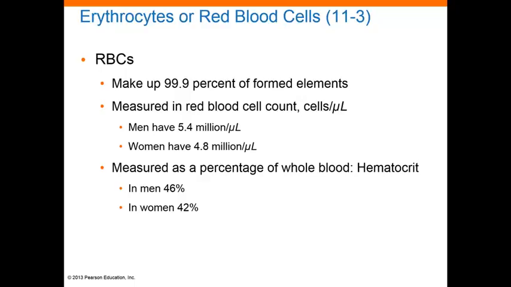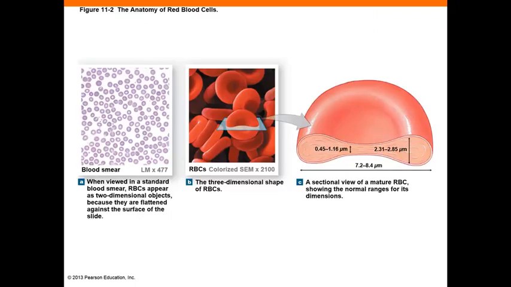When we refer to the amount of red blood cells, we typically refer to it in terms of a percentage of the whole blood, which is a hematocrit. Men have a hematocrit of about 46%, and women have a hematocrit of about 42%. Red blood cells have a very unique biconcave shape, which provides advantages. It increases the surface area and increases the rate of diffusion. And it has an increased flexibility, which gives it the capacity to squeeze through narrow capillaries.